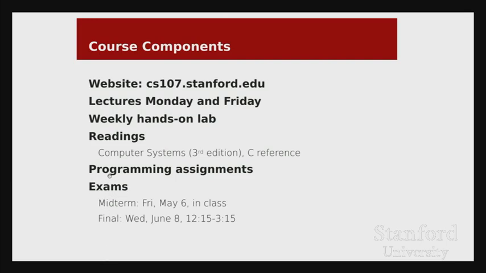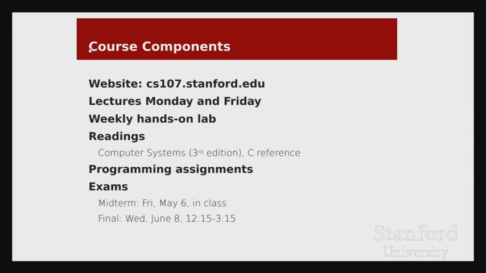A couple other points about our course components. We do have a required textbook. It's the full title, and the information is in your handout. But I do want to mention about the textbook this quarter. As of last quarter, CS107 entirely moved to the third edition of the Bryant and O'Hallaron Computer Systems book.